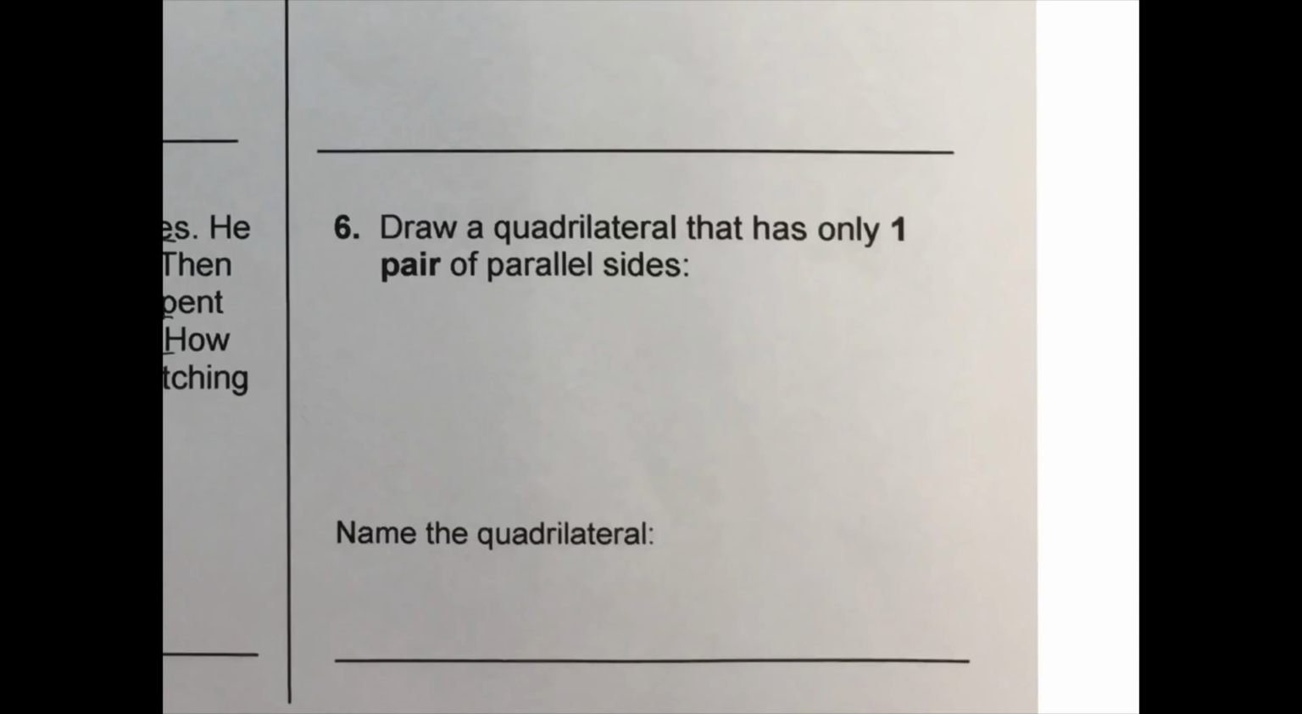All right, number 6, draw a quadrilateral that has only one pair of parallel sides. We know a quadrilateral is a polygon with 4 sides, so I'll put a 4 up here. This one pair of parallel sides is a big hint to you. There's only one quadrilateral that has one pair of parallel sides. If you can't remember, take a look at the math word wall to help you. You're going to draw it in that space and then name the quadrilateral. Tell what it is called.